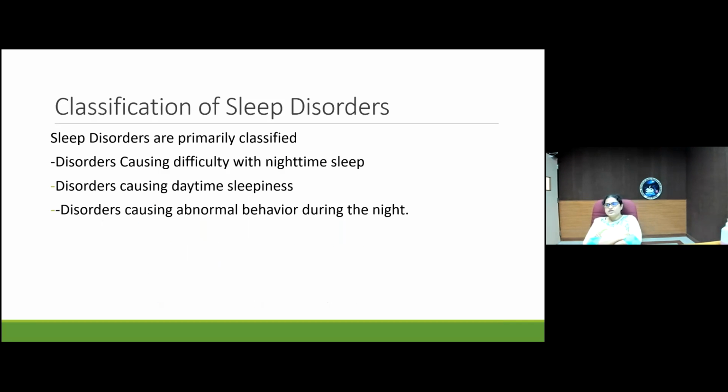Now coming to the classification of sleep disorders. Sleep disorders are primarily classified on three different characteristics. One is disorders causing difficulty in nighttime sleep, that is, a person goes to sleep and what exactly happens, disorders that happen during that nighttime sleep. Disorders causing daytime sleepiness. As we discussed, sleep is expected to happen during the night, but in this set of disorders, there is daytime sleepiness. Third group of disorders is disorders causing abnormal behaviors during the night.